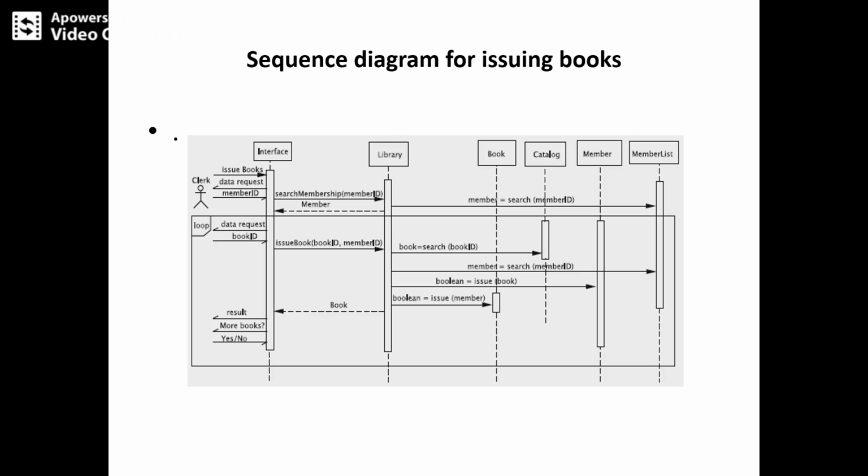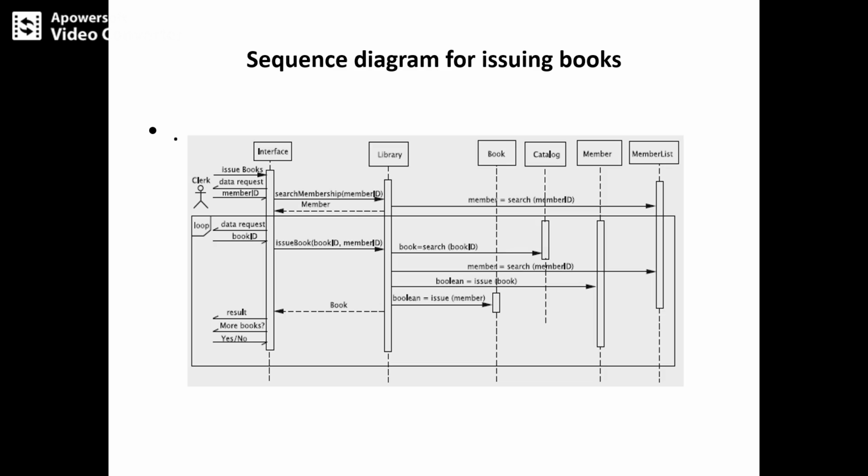So issue book: whether the book is going to be issued or not to the particular customer. So boolean equals issue member. A small book object is created here, followed by the member object from the catalog. So the member is created again. Then we need to return to the book. So the result is that the book has been issued.